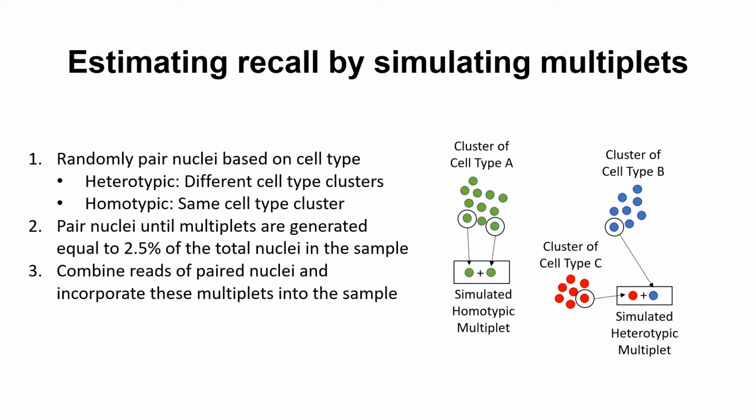To benchmark the performance of AMULET, we first estimated recall by simulating multiplets. First, we randomly paired nuclei based on cell types so that we could measure heterotypic and homotypic performance separately. Second, we paired nuclei until we generated artificial multiplets at 2.5% of the total nuclei in the sample. And finally, we combined the profiles of these nuclei and incorporated them back into the originating sample.